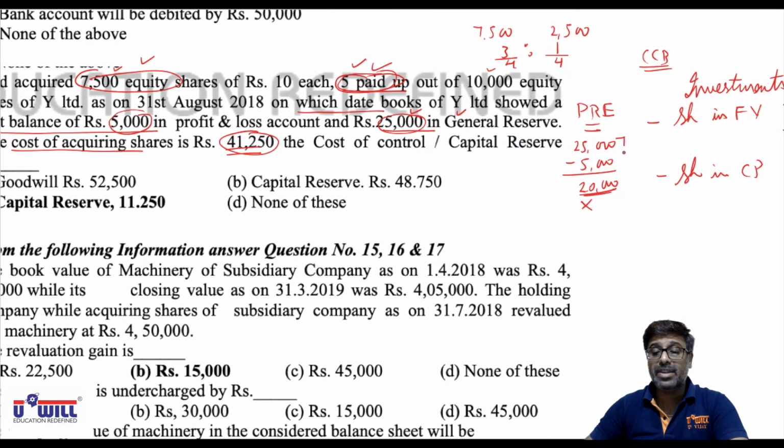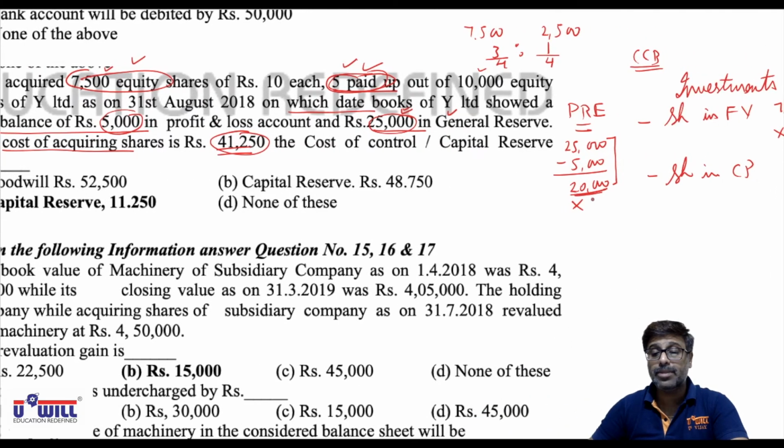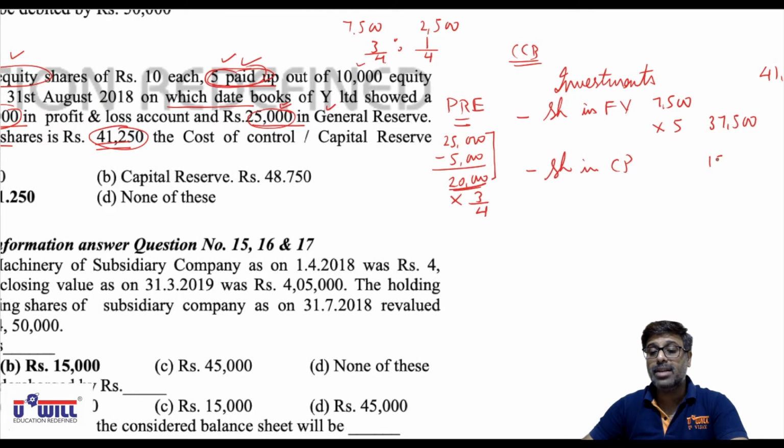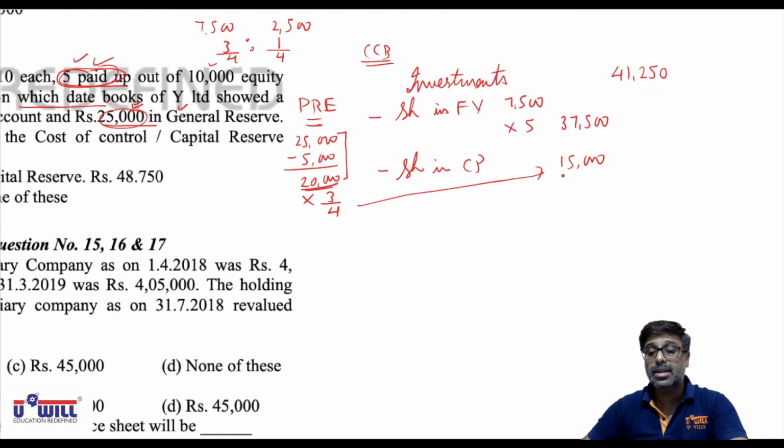So capital profits 20,000: 25,000 reserve minus loss 5,000, 20,000. In that, the holding company's share is 3 by 4: 20,000 into 3 by 4, 15,000. So 37,500 and 15,000 we will minus, 52,500 in control chart B.